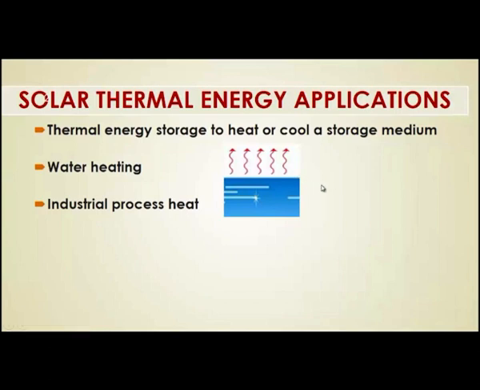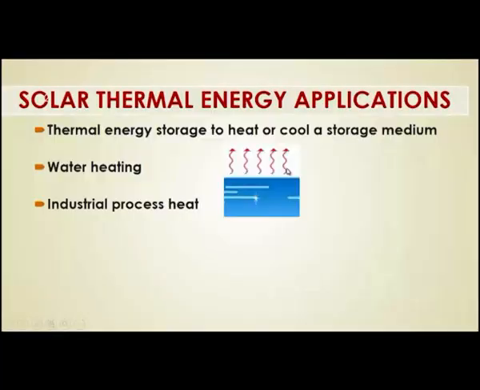And industrial process heat. In case of industries, they use boilers. The boilers can be preheated, not entirely heated, to a particular temperature. With the industrial process heat, it can be used for steam generation and metal finishing processes. So it is used in industrial process heat application.